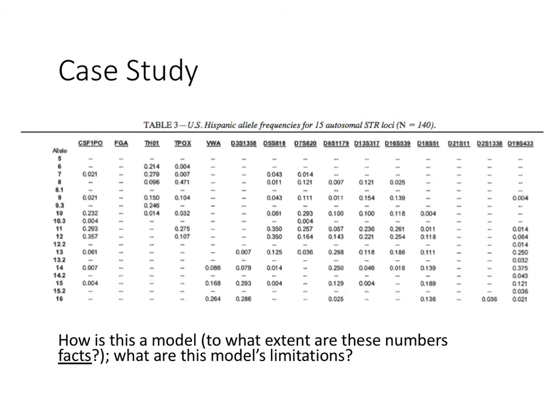Right. So one limitation: how representative of people in general is this table? It's U.S. Hispanic people. So there's one caveat. You can't necessarily use this for every ethnic group, because different ethnic groups will potentially have different patterns of allele frequencies at these same markers.